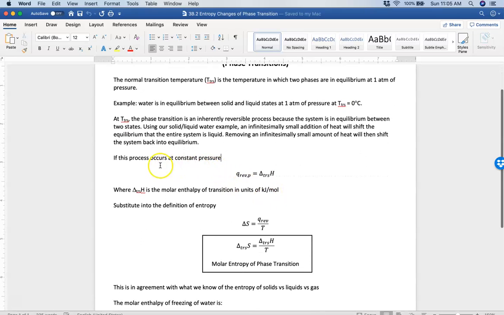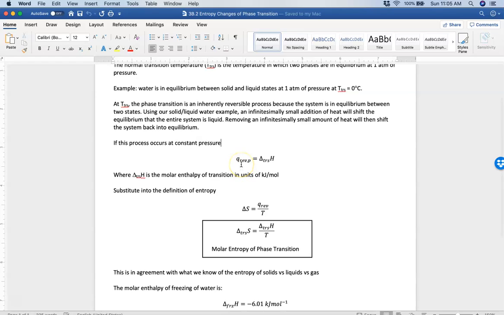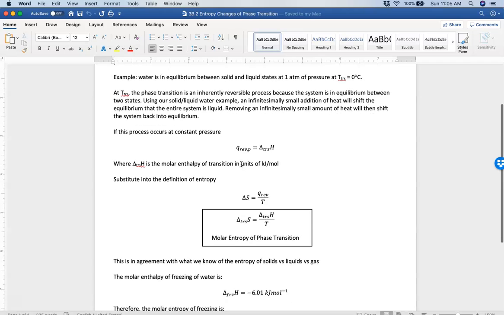So if this process occurs at constant pressure, that means we can substitute in our definition for enthalpy at constant pressure, which is just equal to the amount of heat transferred at constant pressure. So q_rev,P is just going to be equal to the enthalpy change of the transition. The reason I have reversibility put in here is because at that transition, you're inherently at equilibrium.